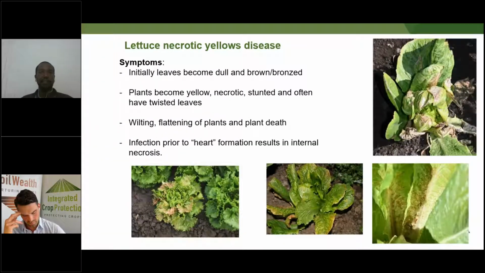In terms of disease symptoms, they differ depending on the age of the plant, and initial infection of the virus is characterized by dull and bronze leaf symptoms. And then the plants become yellow, necrotic, stunted, and often have twisted leaves. This is followed by wilting, flattening of plants, and finally the plant might die. And early infection prior to heart formation might also result in internal necrosis and death of the plant.